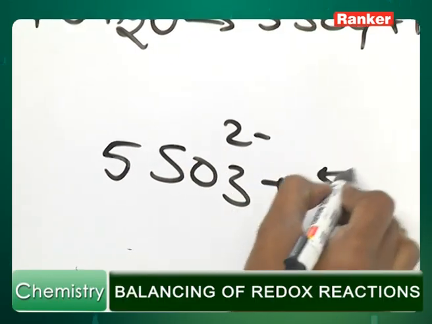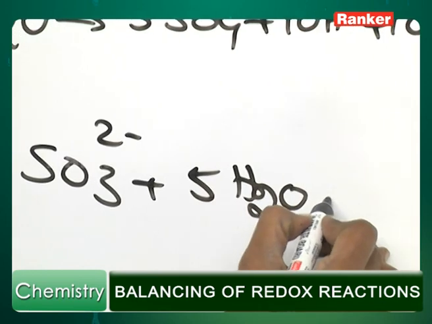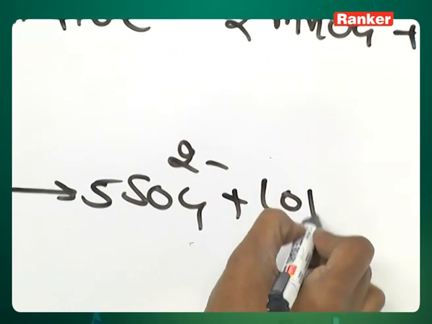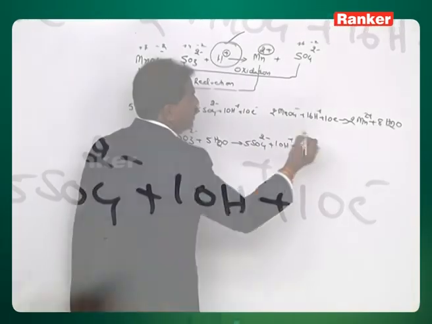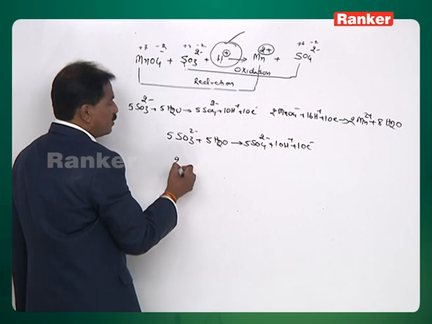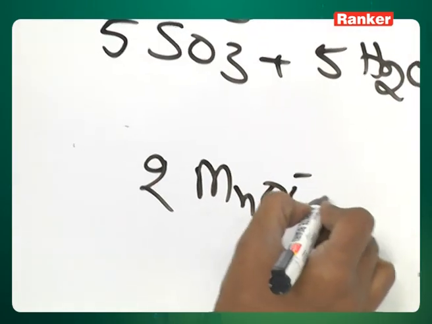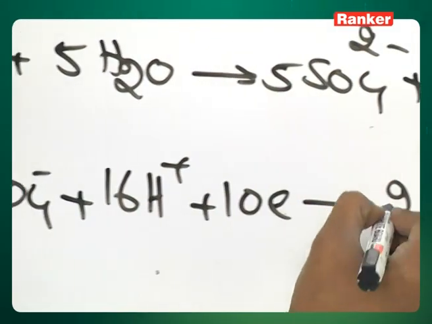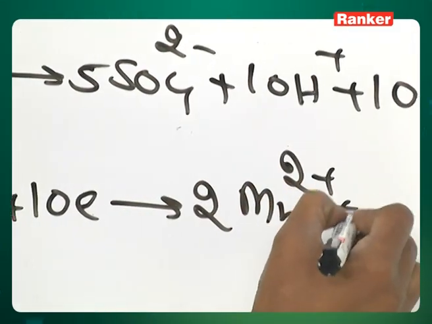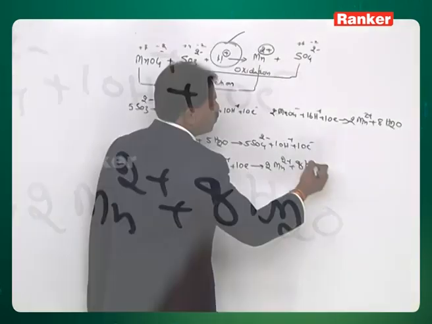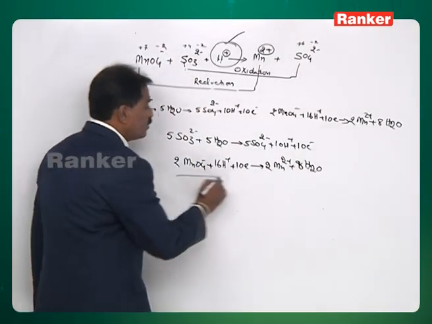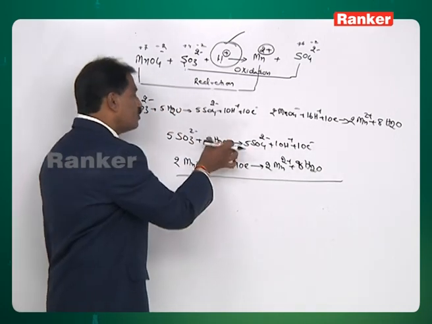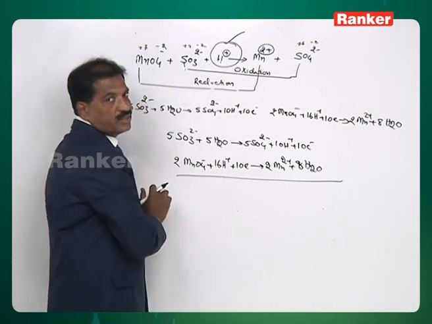5SO3 2 minus plus 5H2O gives 5SO4 2 minus plus 10H plus plus 10 electrons. There, 2MnO4 minus plus 16H plus plus 10 electrons gives 2Mn2 plus plus 8H2O. Now add the two reactions with each other. During the addition, if any similar term appears this side and that side, we can cancel that similar term.